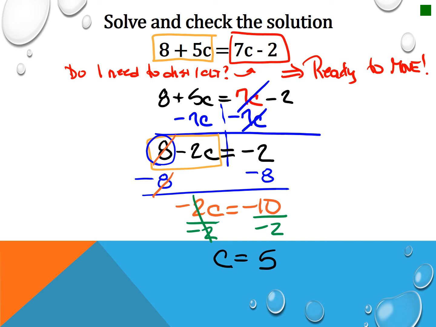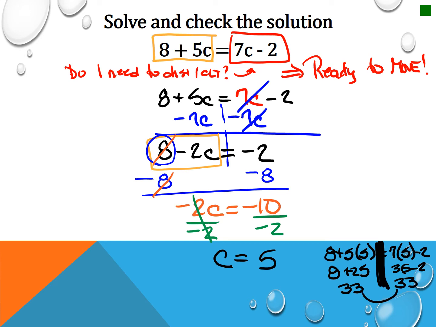If I check this, I'm going to do 8 plus 5. Whoops, we said C is 5. I want to know, does that equal 7, C is 5, minus 2? I'm doing both sides by themselves. So 5 times 5 is 25. 8 plus 25 is 33. 7 times 5 is 35. I still want to subtract 2. 35 minus 2 is 33. Are the two sides equal? Yes, they are. So I can put a box.